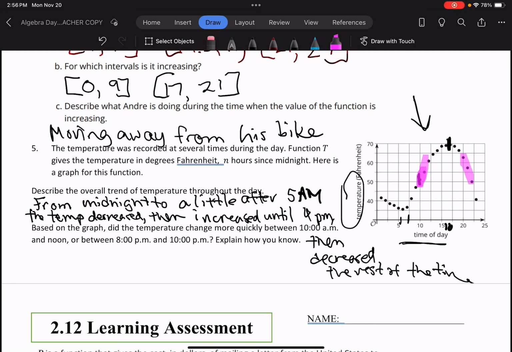So which one are we seeing a greater change in? All right, so both of those are increments of 2 hours. So our denominator, it would be 12 minus 10, which is 2, or 10 minus 8, which is 2.